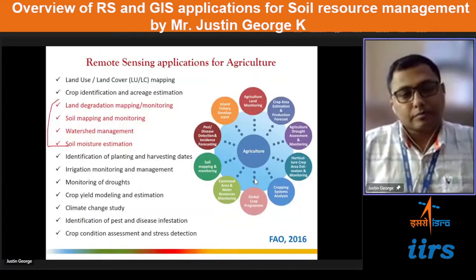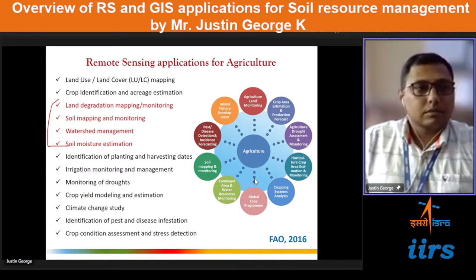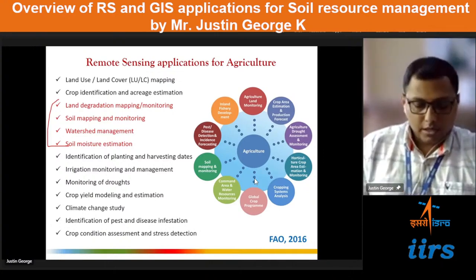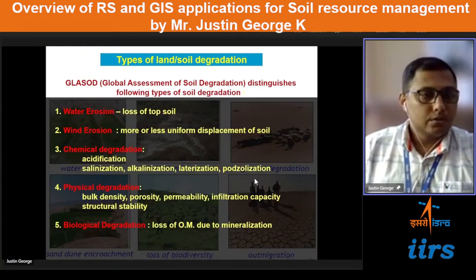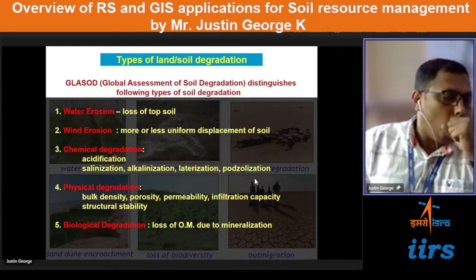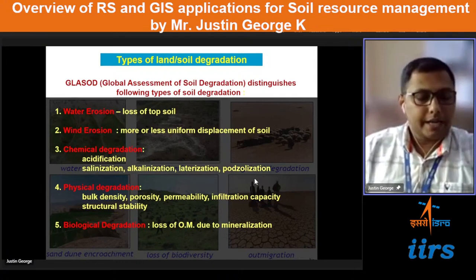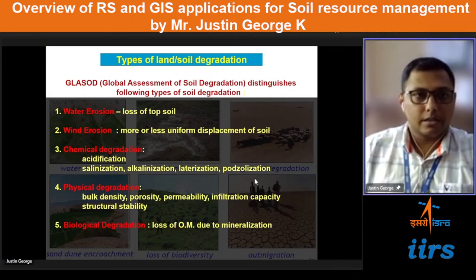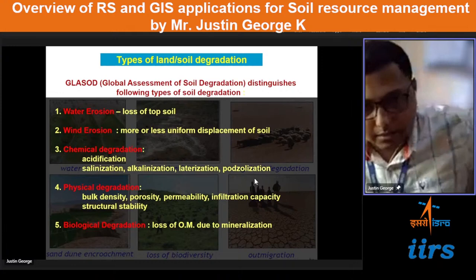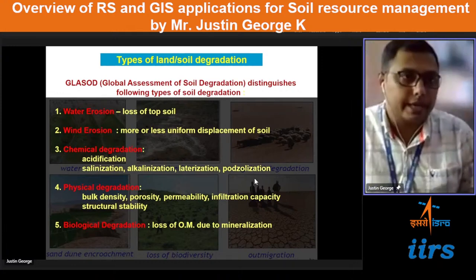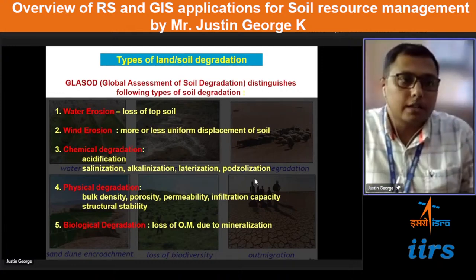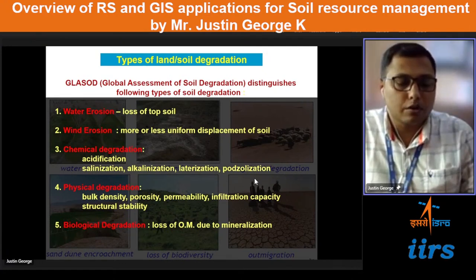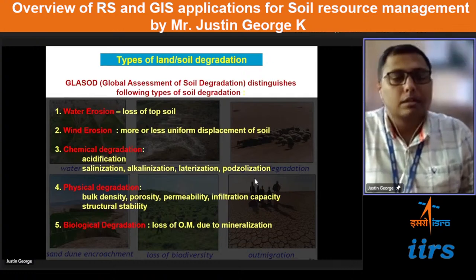So coming to the land degradation mapping or monitoring. In order to use remote sensing for land degradation mapping or assessment, first we need to know what is meant by land degradation. As per GLASOD, that is the Global Assessment of Soil Degradation, it has distinguished the different types of soil degradation. The first and most prominent type of land degradation occurring throughout the world, especially with respect to our country, India, is water erosion.